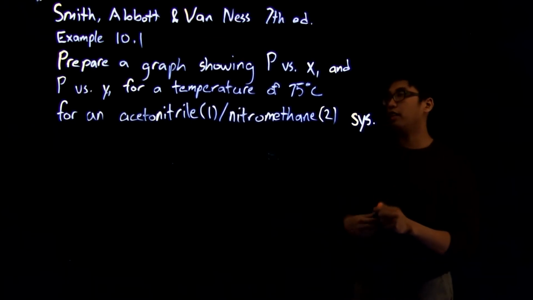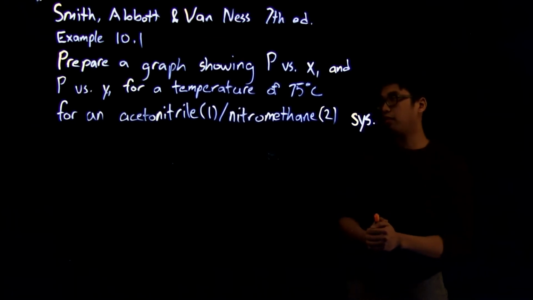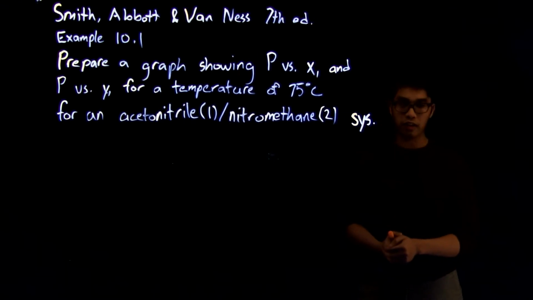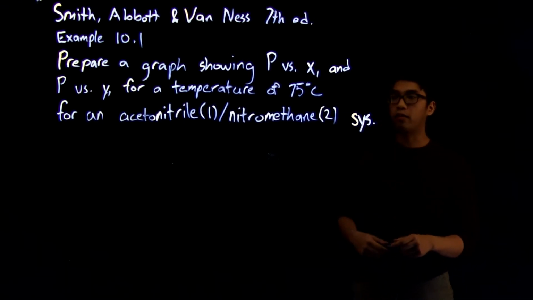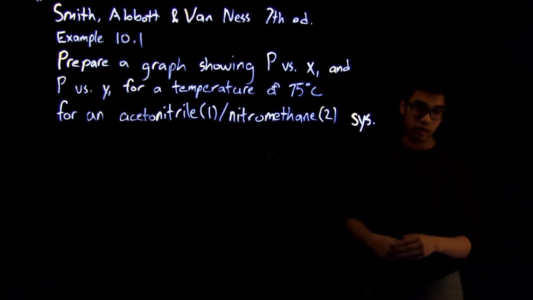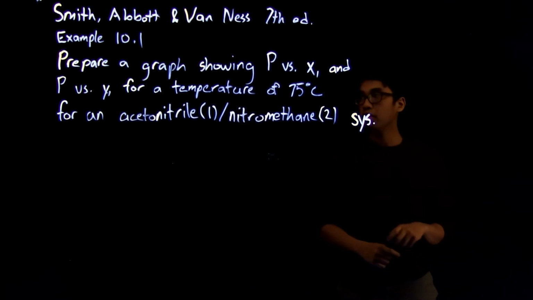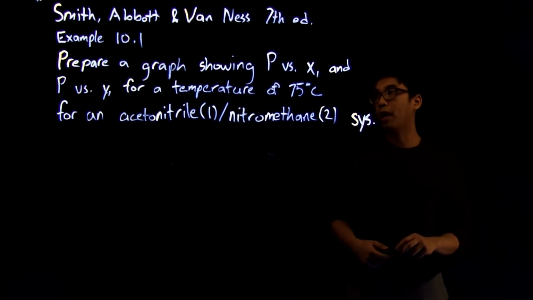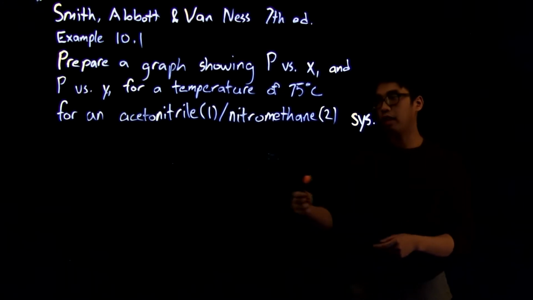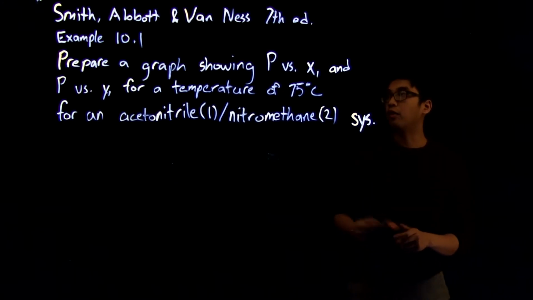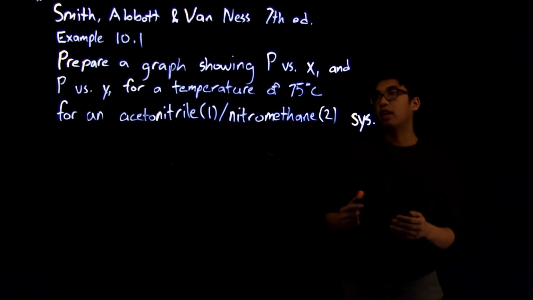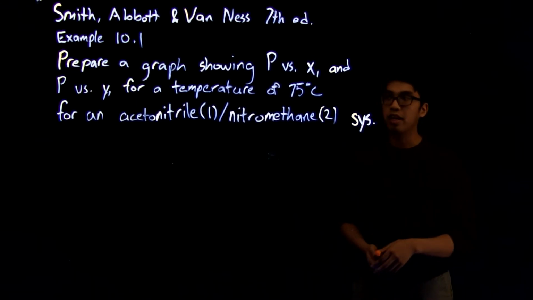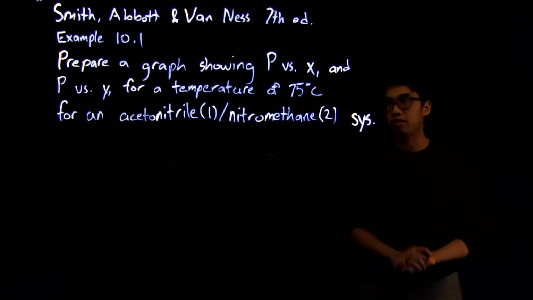Hi everyone. So today we will be discussing how to solve bubble and dew point calculations for vapor-liquid equilibrium mixtures. So the first example we have is for a binary mixture of acetonitrile and nitromethane, and we want to prepare a graph showing pressure versus composition at a temperature of 75 degrees Celsius.